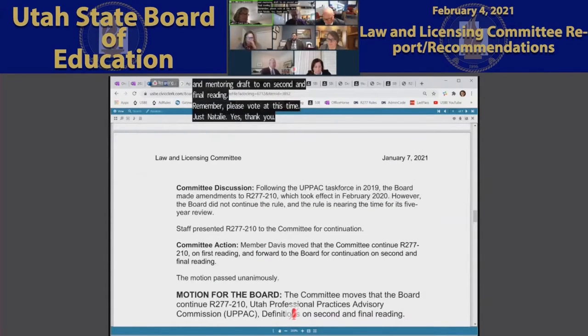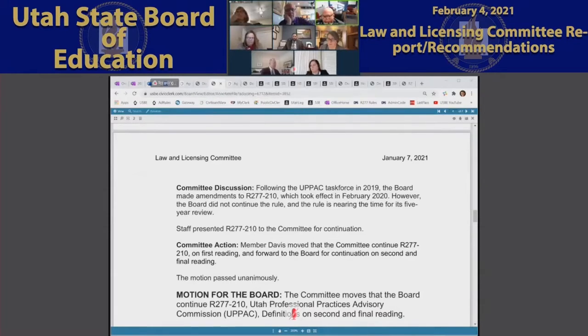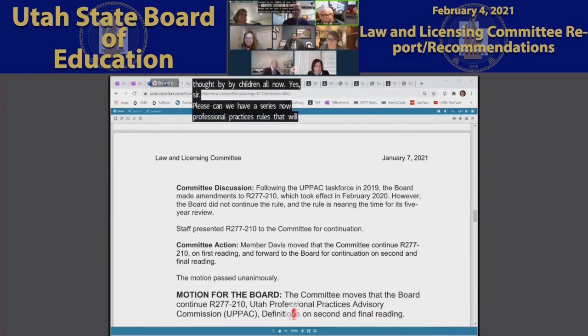So item 16.7 is R277-210, Utah Professional Practices Advisory Commission definitions. The committee moves that the board continue R277-210, Utah Professional Practices Advisory Commission definitions on second and final reading. Okay, the motion before the board is that the board continue R277-210, Utah Professional Practices Advisory Commission, UPAC, definitions on second and final reading.